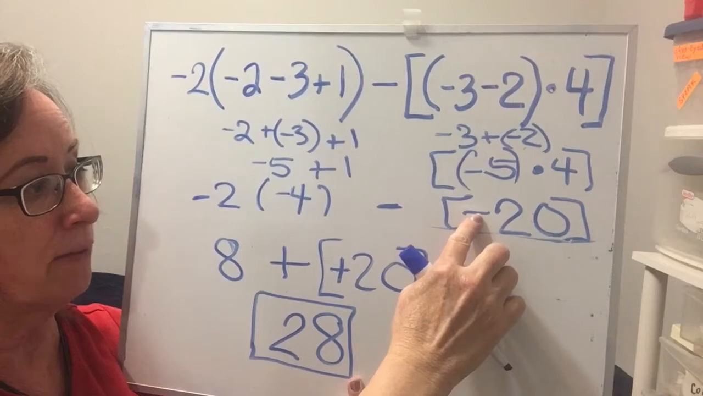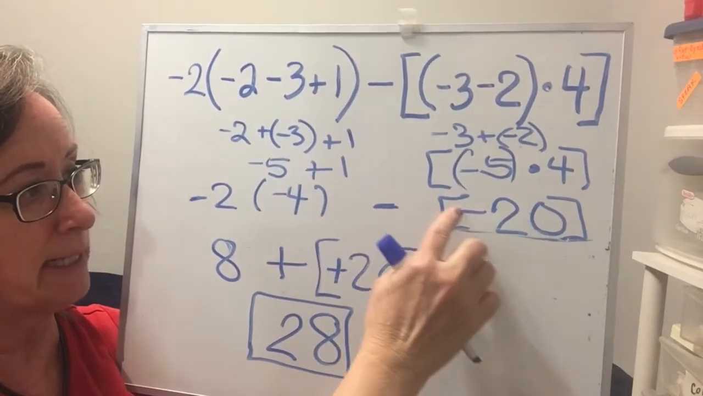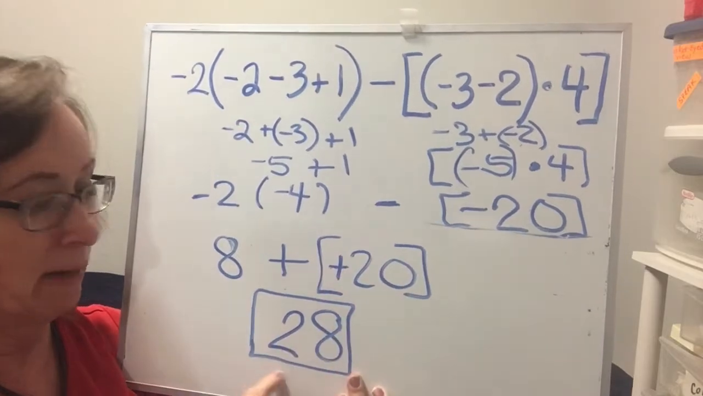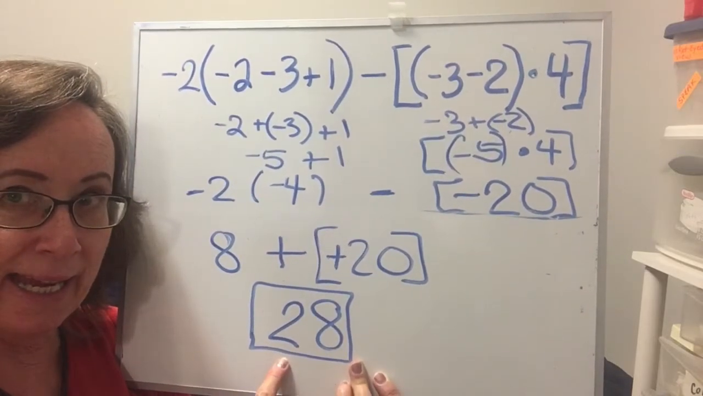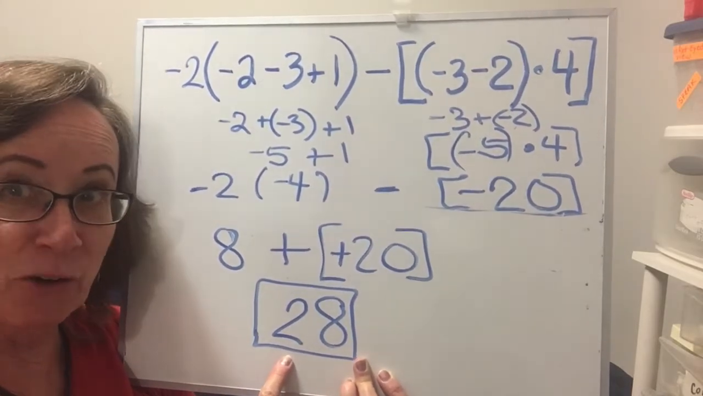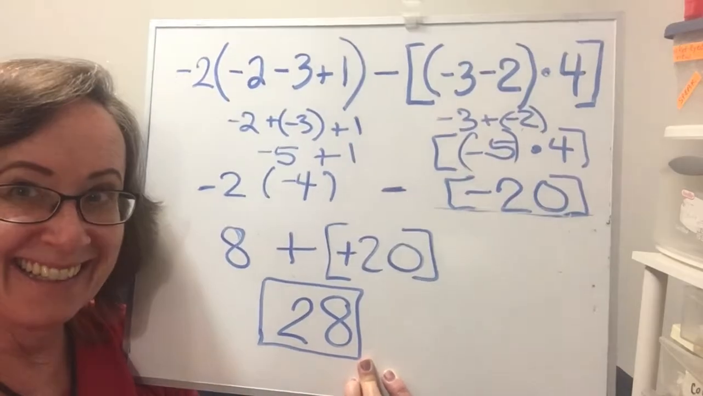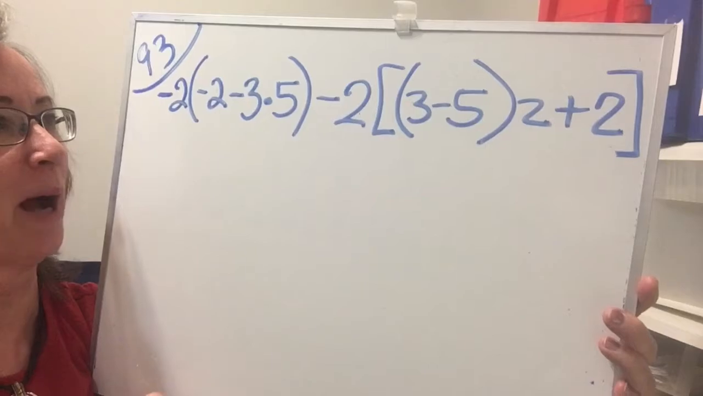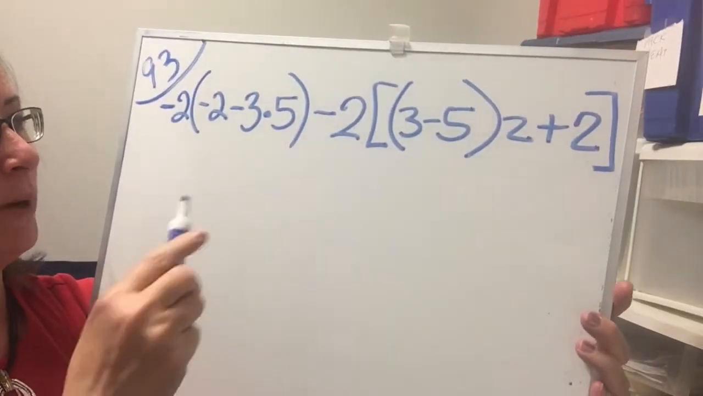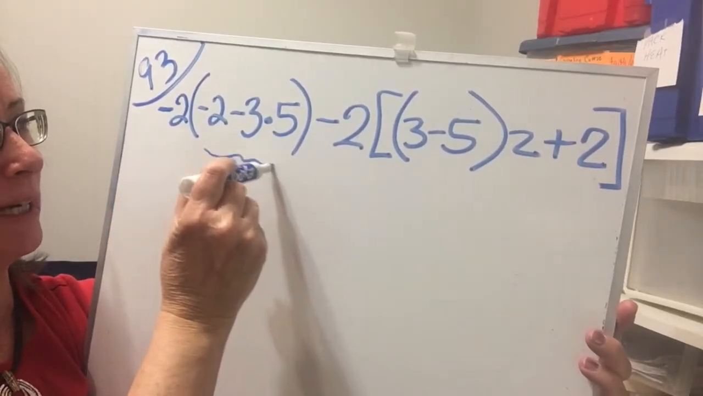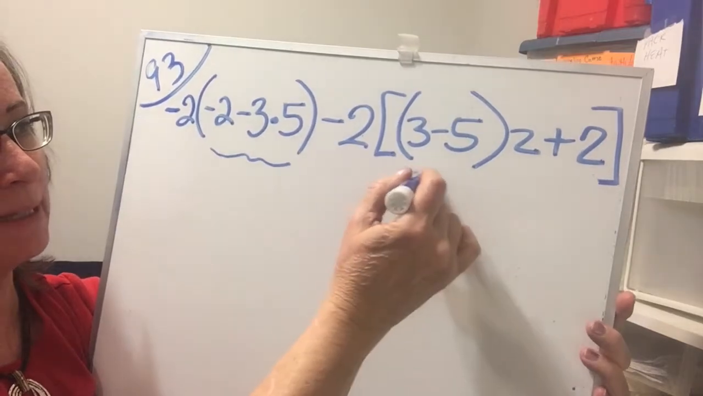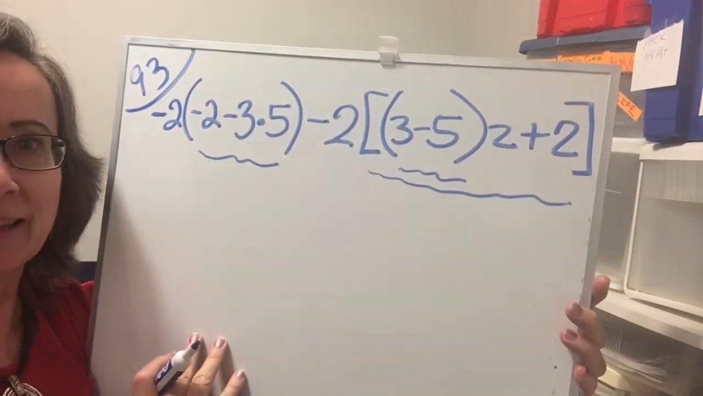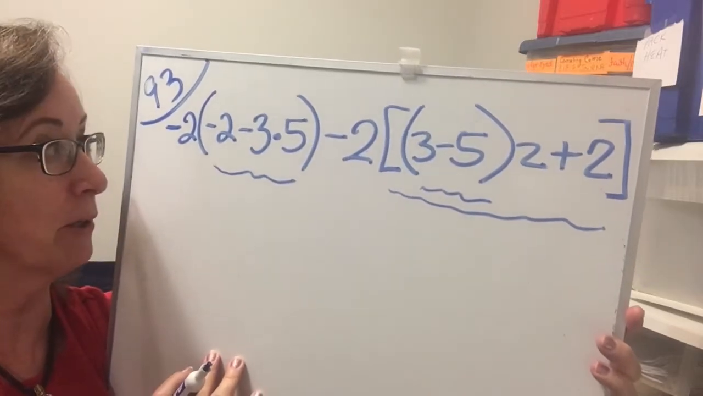Subtraction is addition of the opposite, so we changed minus a -20 to plus a +20. We got a 28. So now I have to go write the other problem back down again. Okay, so here we have the second long problem, and we have a symbol of inclusion inside another symbol of inclusion that we're going to have to do in the right order.